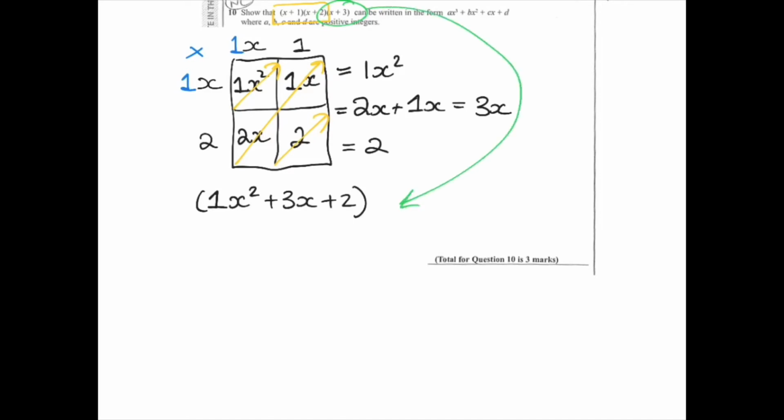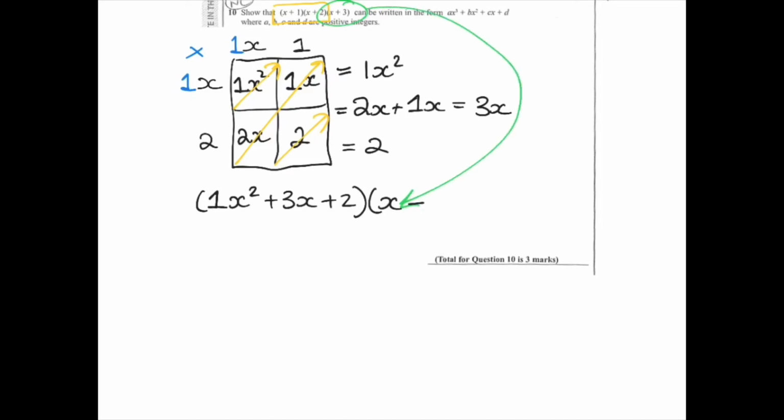Should be the same family, which they are, so I know I'm doing well. We should get a 3x here. Last diagonal, 2 on its own. And that's great. So there's my first expansion. I've got 1x squared plus 3x plus 2. And now I'm going to bring this last bracket all the way down to finish this question off.